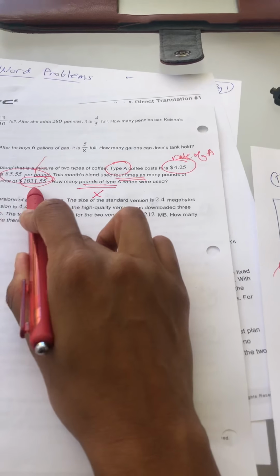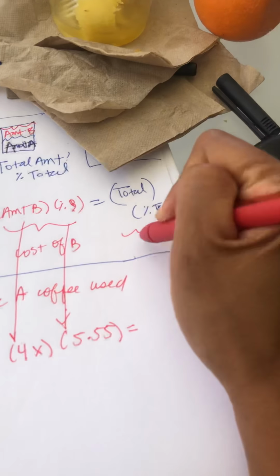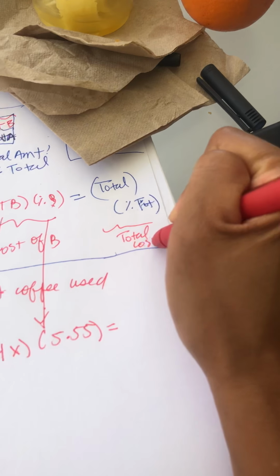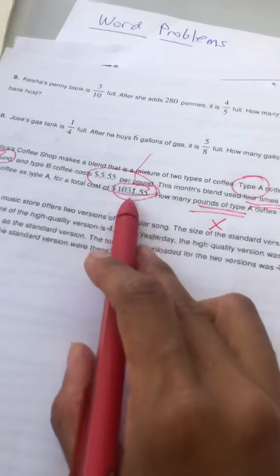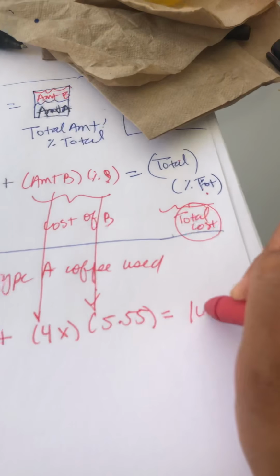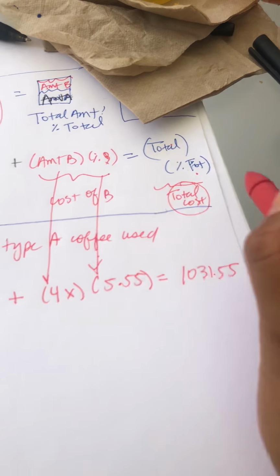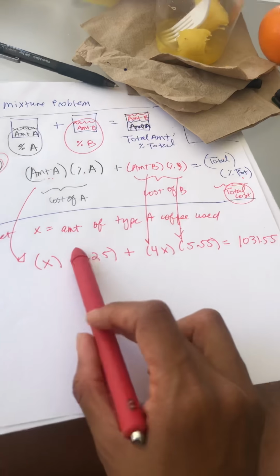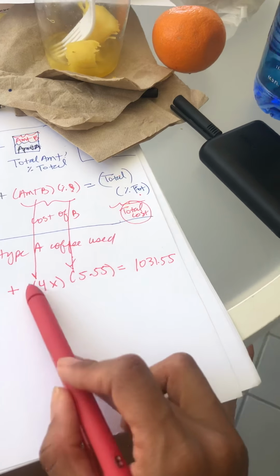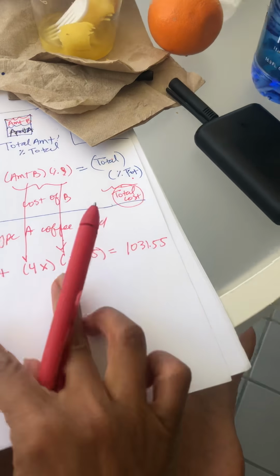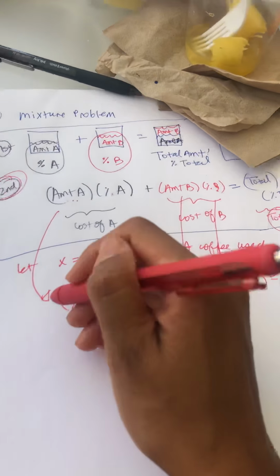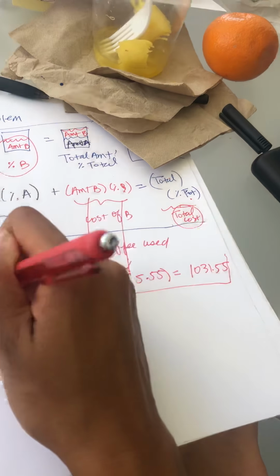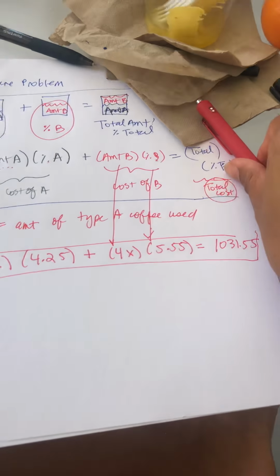So they tell us the total cost already. So here represents the total cost. We don't need a percent of the total, they give us a total cost already. The total cost is $1031.55. So this was how much it costs to make coffee A. This is the amount that costs for coffee B. And when you mix them together, the total cost is this. So this is your big kahuna equation, the hardest part of the problem.